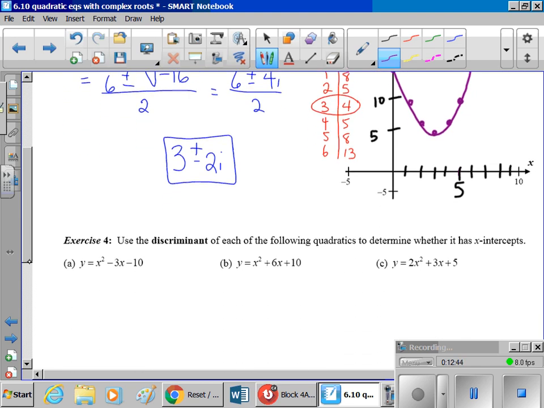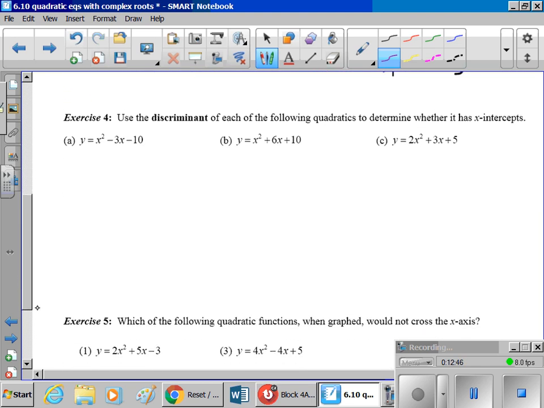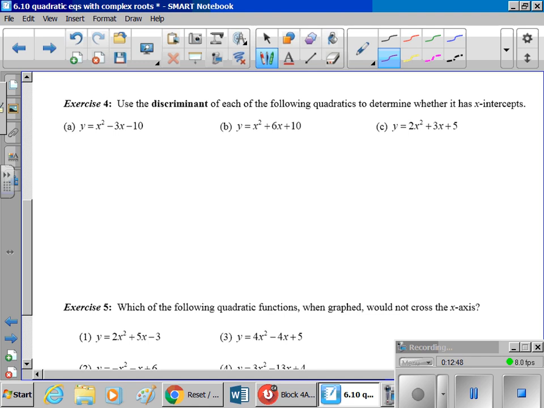All right, let's move on to exercise 4. Exercise 4 says use the discriminant of each of the following quadratics to determine whether it has x-intercepts. So basically what we're saying is, if you're just wondering if there are complex roots here, we just need to look at the discriminant, not the entire quadratic formula.